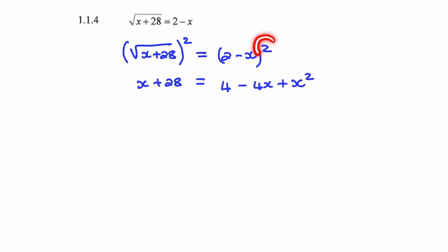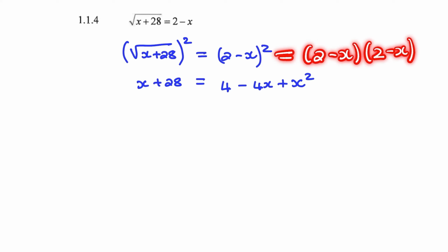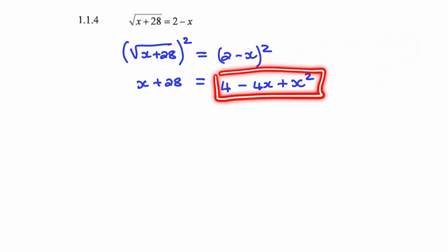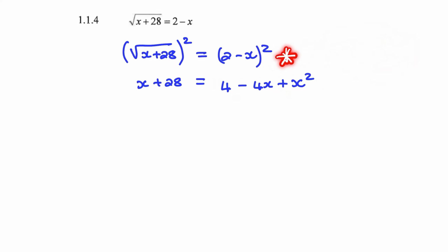When you multiply out a bracket squared, you don't just simply square the terms on the inside of the bracket. So it simply doesn't become 4 minus x squared. What you rather need to do is have 2 minus x multiplied with 2 minus x. And if you FOIL this out, meaning you multiply every term in the first bracket with the second bracket, then you'll end up with a trinomial. Now that is a common mistake that still takes place in examinations.